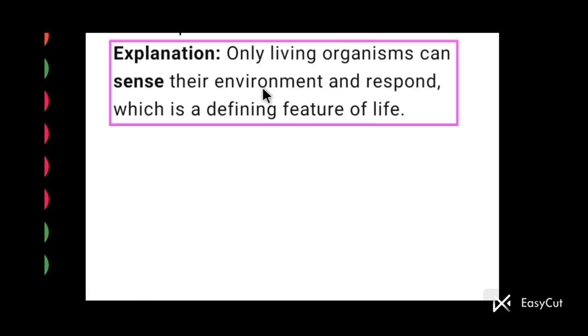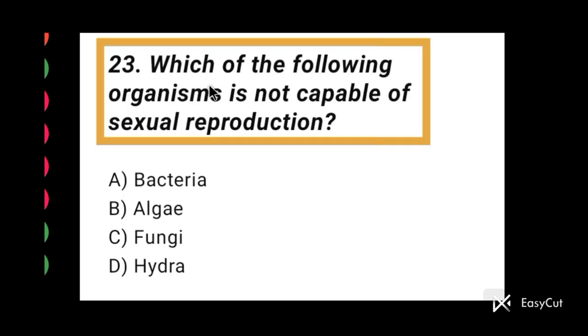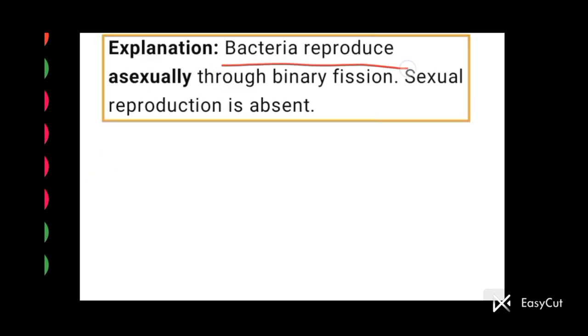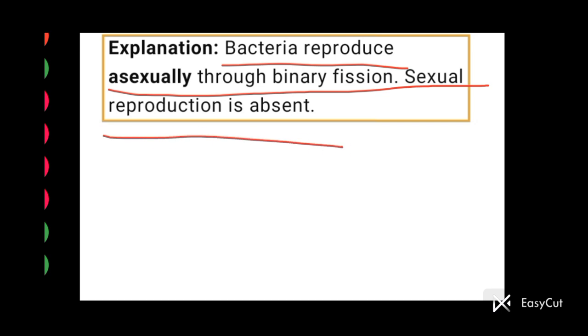Only living organisms can sense their environment and respond, which is a defining feature of life. Question number 23. Which of the following organisms is not capable of sexual reproduction? Answer is option A, bacteria. Bacteria reproduce asexually through binary fission. Sexual reproduction is absent in bacteria.